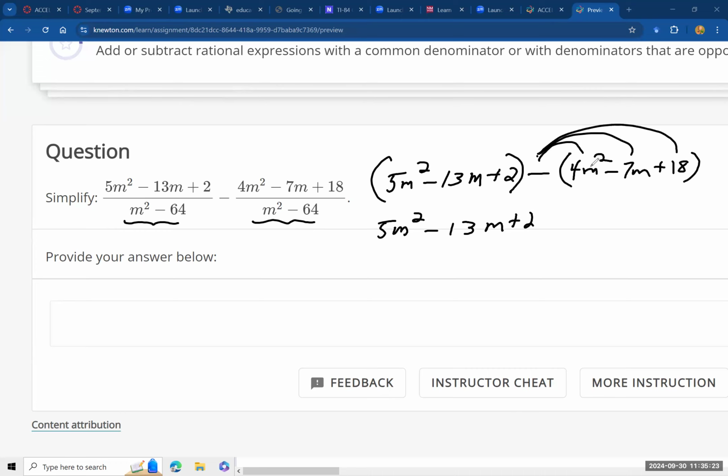So the opposite of 4m squared is minus 4m squared. The opposite of minus 7m is positive 7m. The opposite of positive 18 is minus 18. Now I'm going to take that and combine like terms. So 5m squared minus 4m squared is 1m squared.